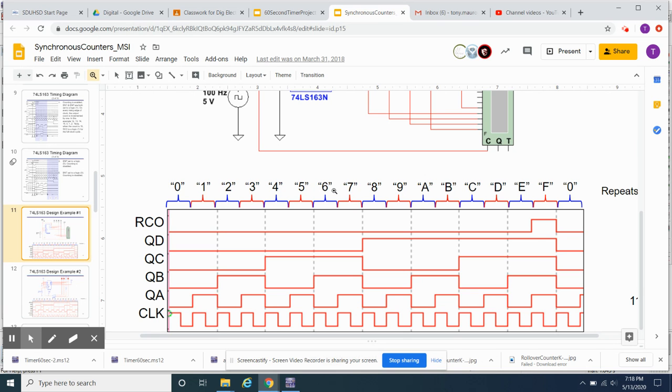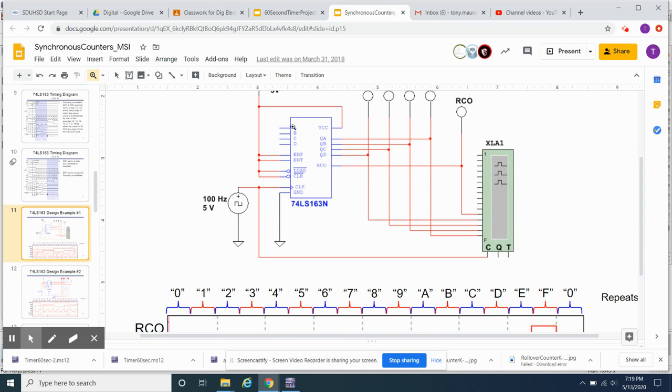So that means that if I were to use this RCO as a load, and the load on the 163 is synchronous, it's going to load the value that we put into the A through D inputs. Remember, the 163 has A through D inputs. We've got this load pin here that, if we drop it to a 0, and it's active low because it's got the bubble, we'll load in whatever A through D is, and then you get that out on QA through D. And when the load goes away, then you just start counting again.